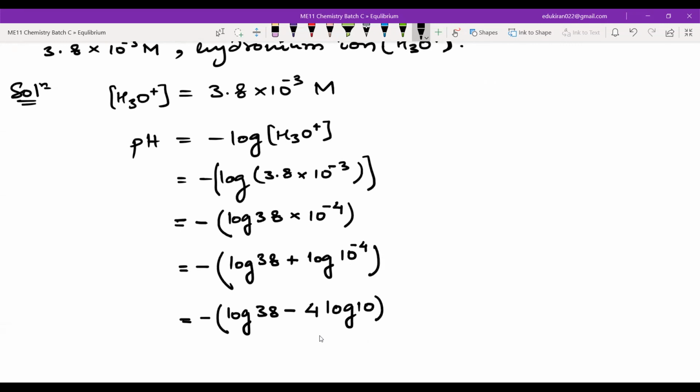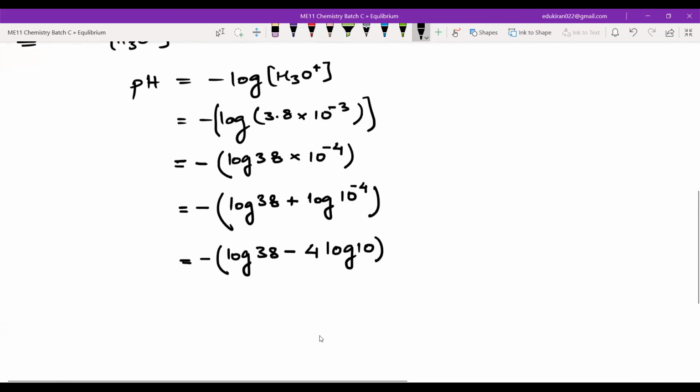Yes, sir. Okay. Then next, what can we do? We can write this as minus of log of 38 minus 4 into log of 10. And we know that log of 10 is what? 1. So we can write minus 4, right? Since log of 10 is equal to 1, right?